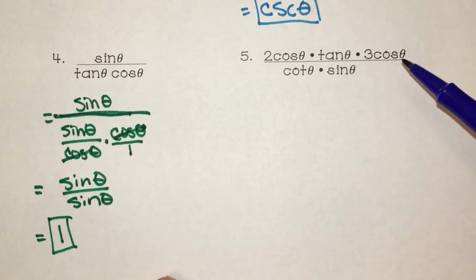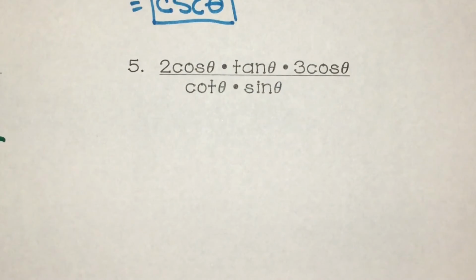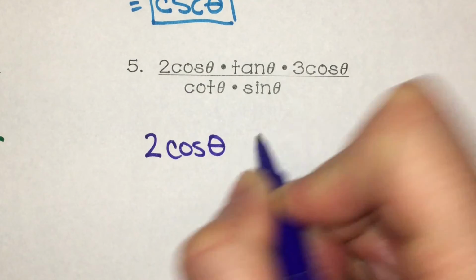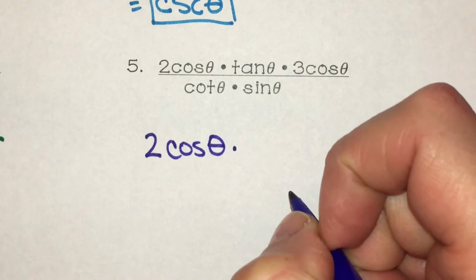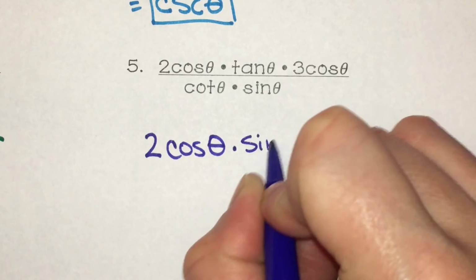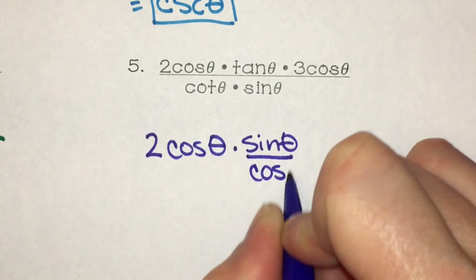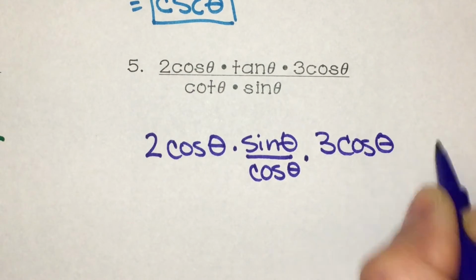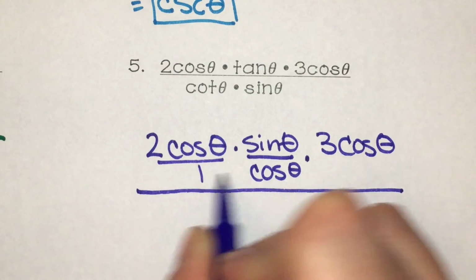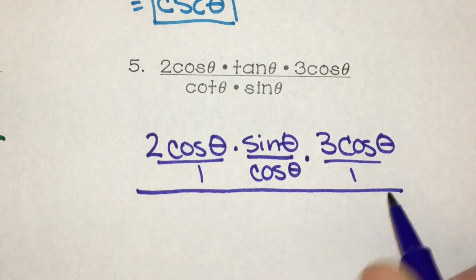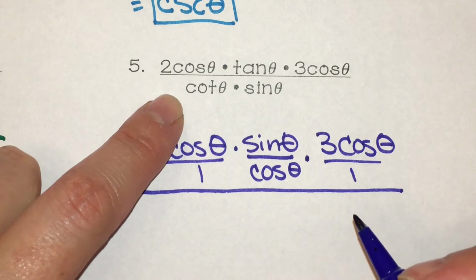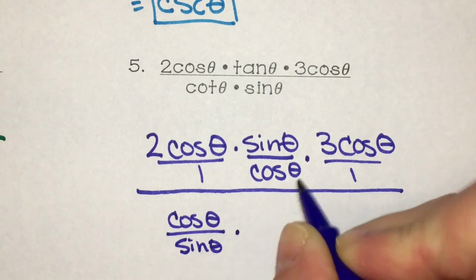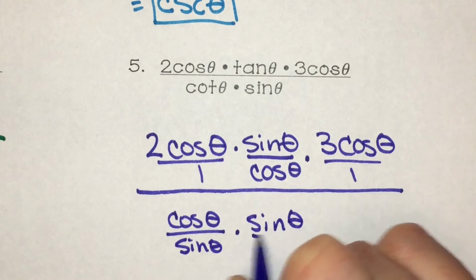All right, over here we have a lot going on. We'll just take it one step at a time. All right, 2 cosine theta times, okay, we have tangent is sine over cosine multiplied by 3 cosine. All of this over, remember I can put these over 1 if I want, just so I can see what's on top, what's on bottom. Then on bottom, cotangent is cosine over sine multiplied by sine, and again I can put it over 1.